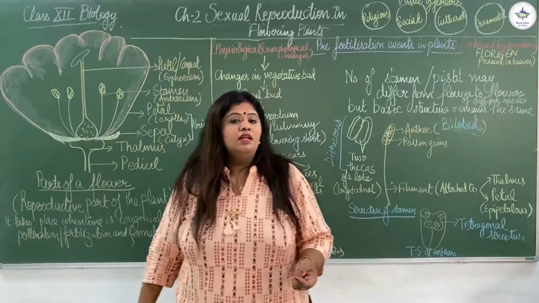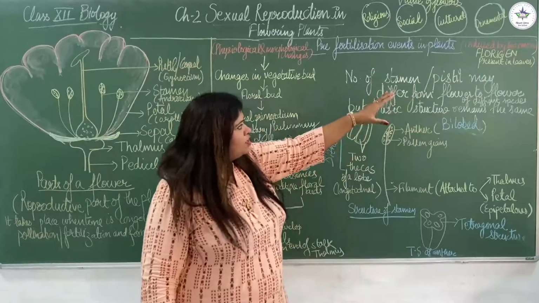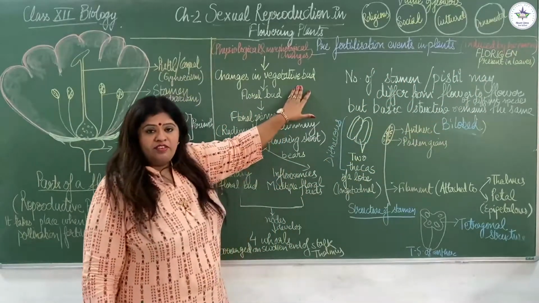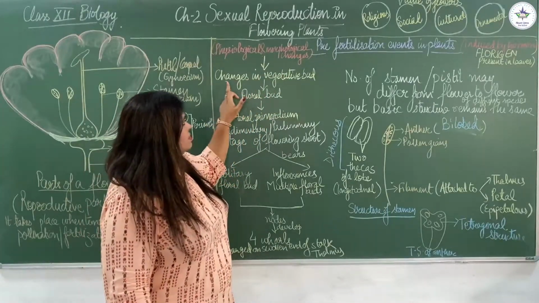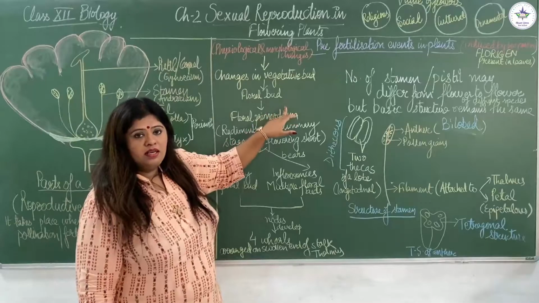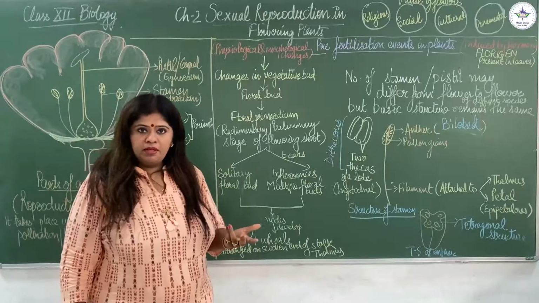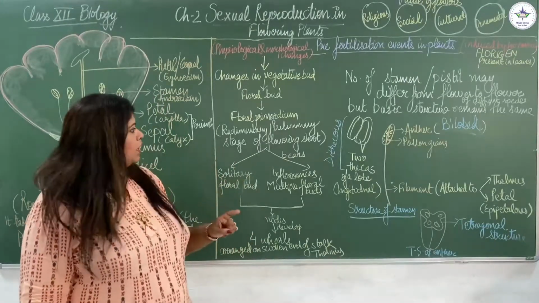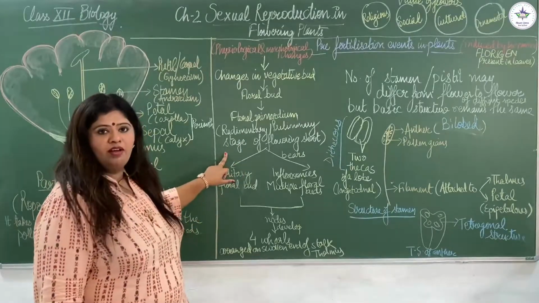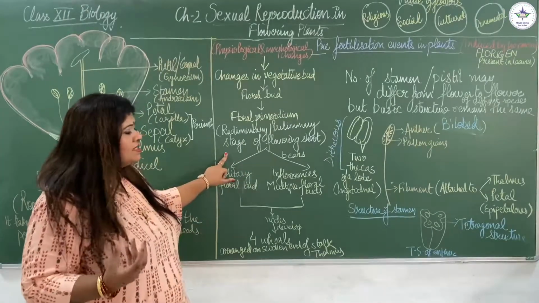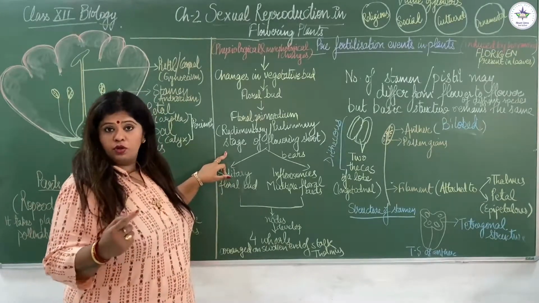For example, the hormone florigen that is present in the leaves. So when florigen is produced, what happens? The vegetative buds undergo changes. Because of the changes in the vegetative bud, it forms the floral bud, and the floral primordium appears. This floral primordium is actually the rudimentary or preliminary stage of the flowering shoot. So that means this is the part from which a flowering shoot will arise.